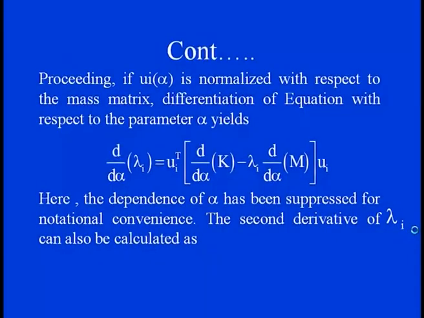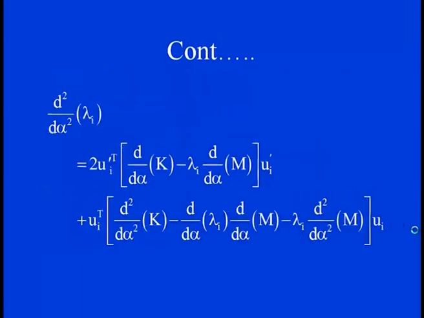So if we go with the double derivative of this lambda, because we want to calculate those things, it is nothing but equals to d2 lambda by d alpha square equals to 2 u dash transpose into dK by d alpha minus lambda into dM by d alpha, plus now u transpose into d2K by d alpha square minus d lambda by d alpha dM by d alpha minus lambda i d2M by d alpha square. So this is a clear variation in the stiffness and mass matrices when we go for the double derivative of the lambda with respect to the alpha.